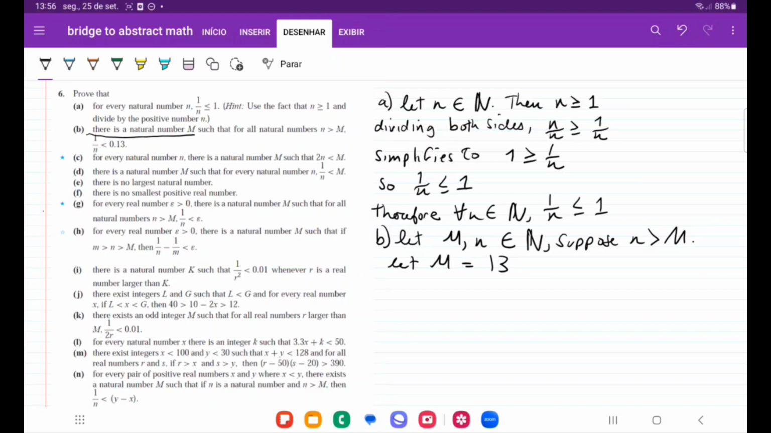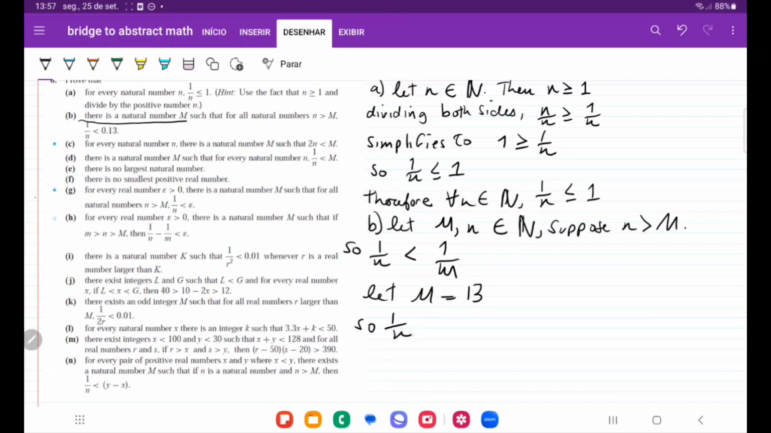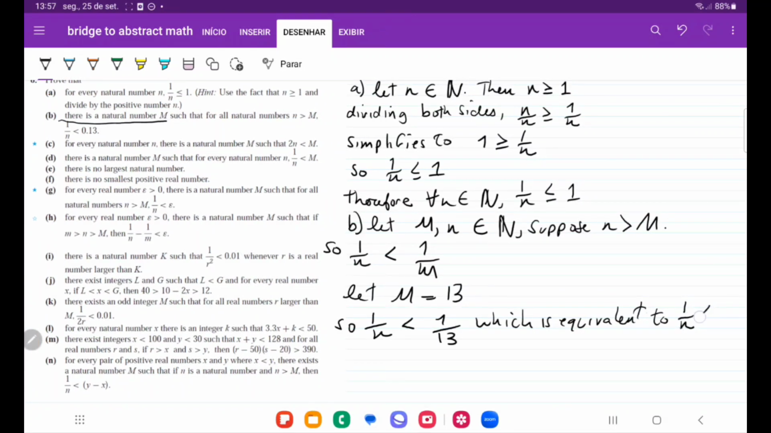And then we have then that, actually, let me do it the other way. So if n is greater than m, it means that 1 over n is going to be less than 1 over m. So this is true. And now we're going to say let m be equal to 13. So what we've gone ahead and done is we've produced an object in the universe. And then 1 over n is going to be less than 1 divided by 13, which is equivalent to 1 over n is less than 1 divided by 13 is 0.13.